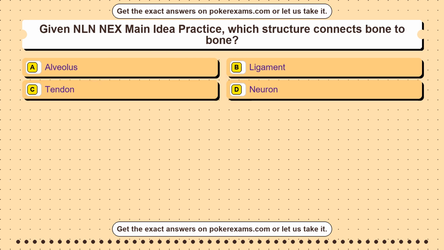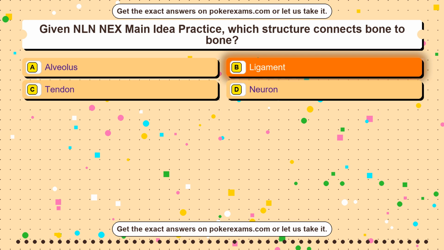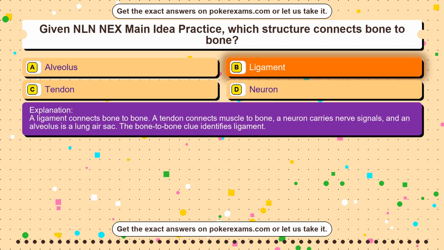Question 28. Given Get History Practice Test, which weathering process breaks rocks by freezing water? Option A, pollination. Option B, ice wedging. Option C, photosynthesis. Option D, evaporation. The correct answer is option B. Ice wedging happens when water freezes, expands, and cracks rock. Photosynthesis makes glucose, evaporation changes liquid to gas, and pollination helps plants reproduce. Freezing water is the key clue.